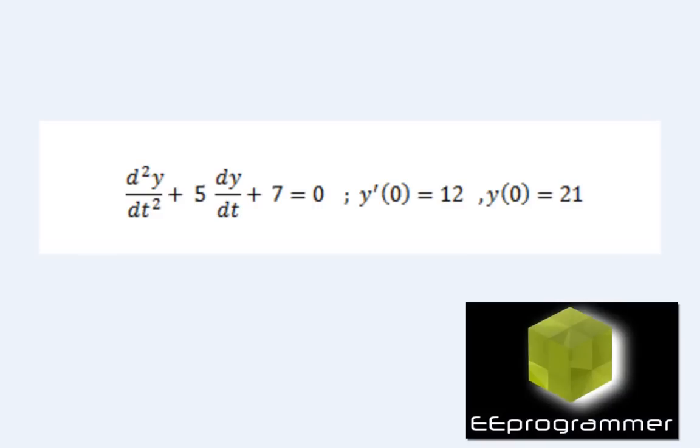I'm going to talk about how we can use MATLAB ODE45 to solve a very simple second order differential equation. Now we have this problem: y double dot plus 5y dot plus 7 is equal to 0, with the initial conditions y dot equal to 12 and y equal to 21. So how can we do it in MATLAB?